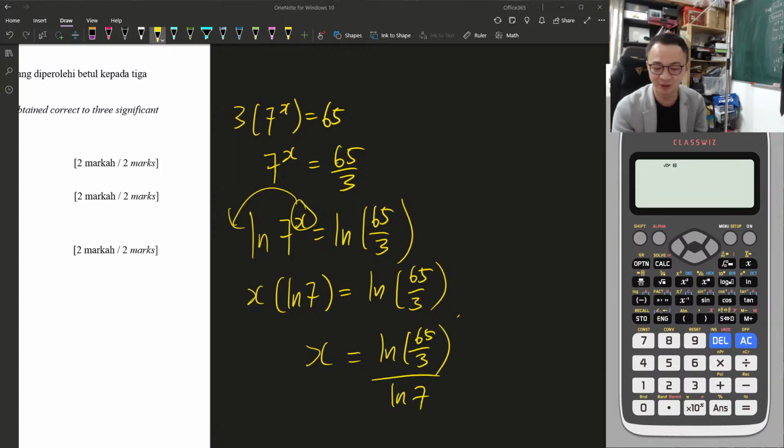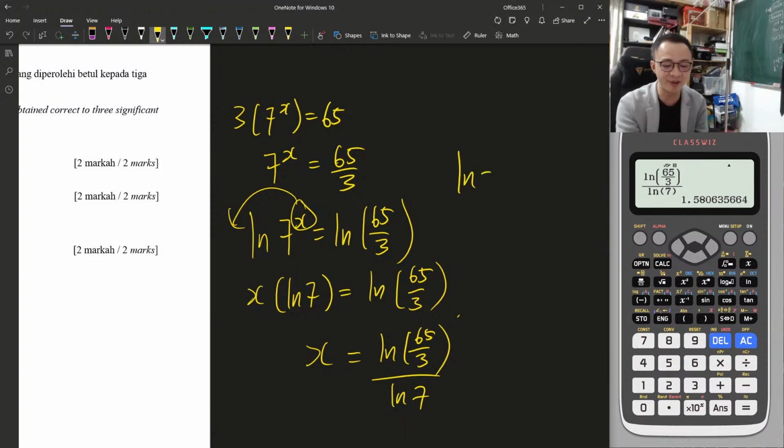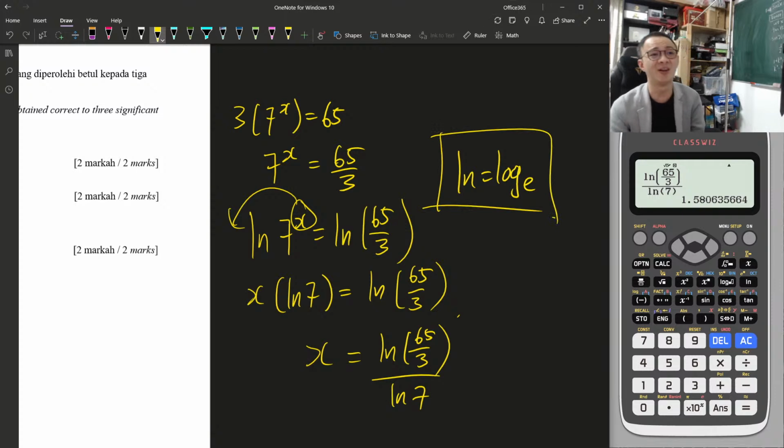I just use the calculator. Ln 65 over 3 divided by ln 7. Ln is basically log base e, because I know some SPM students are not so familiar with ln. Ln is log base e, because normally you are familiar with common log, right? Log base 10. But yeah, they are the same thing.